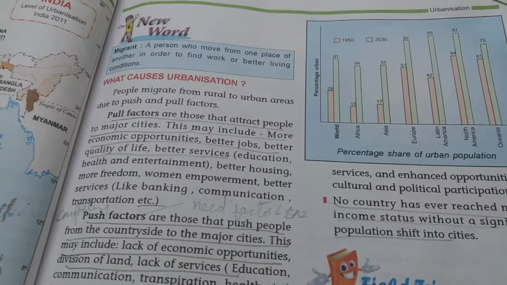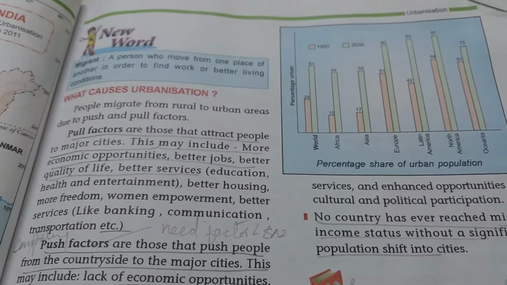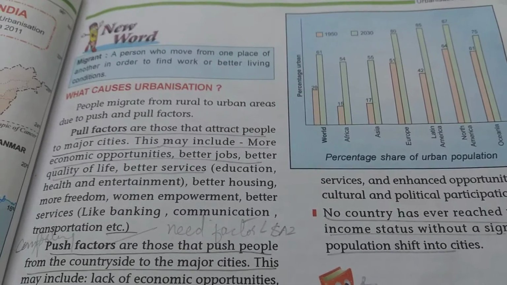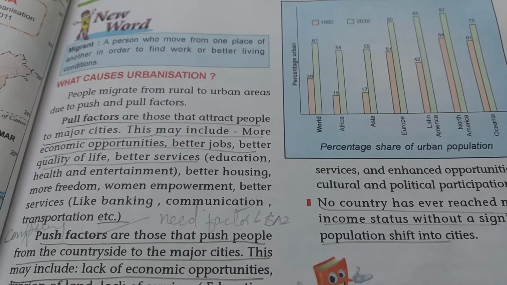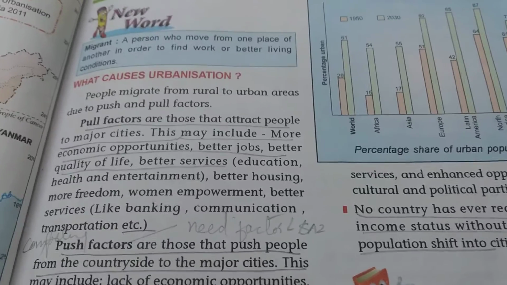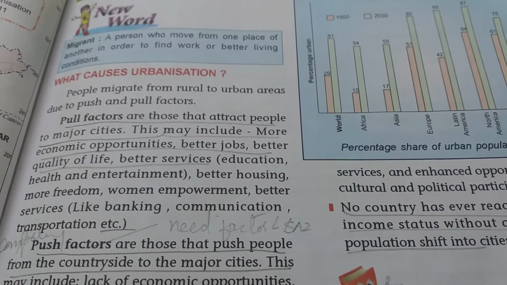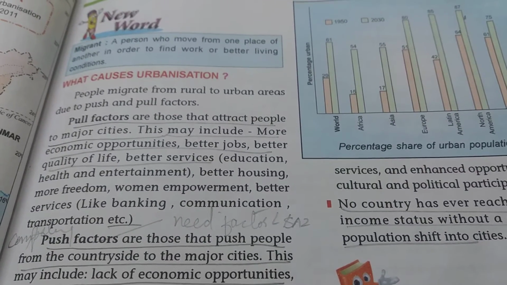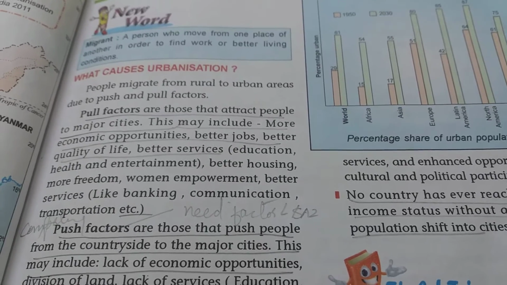Now, what are the causes of urbanization? We come to the causes of urbanization. People migrate from rural to urban areas due to push and pull factors. So, the main causes of urbanization, children, are the pull and the push factors.